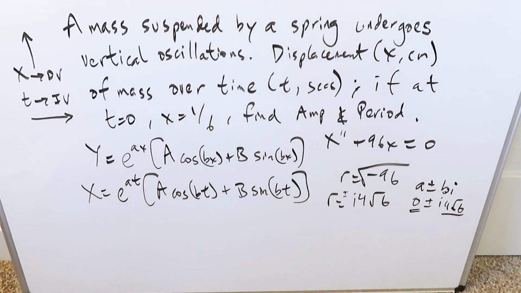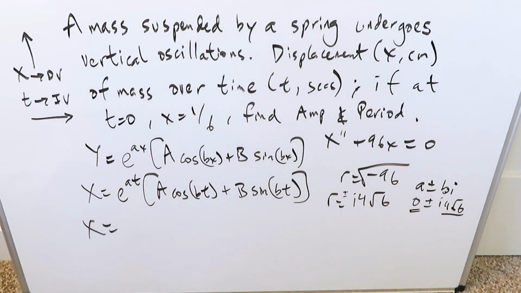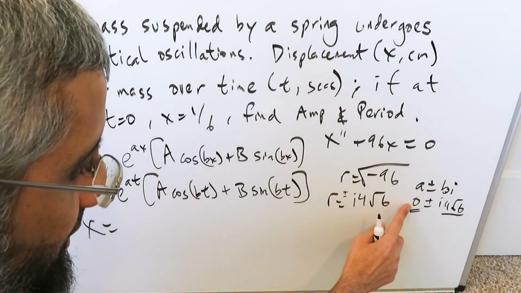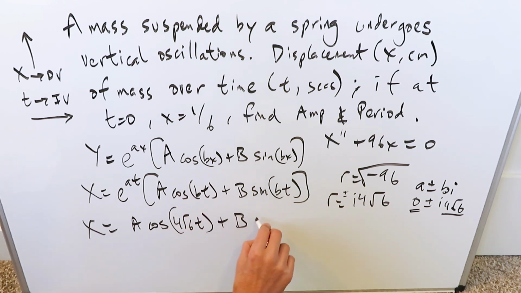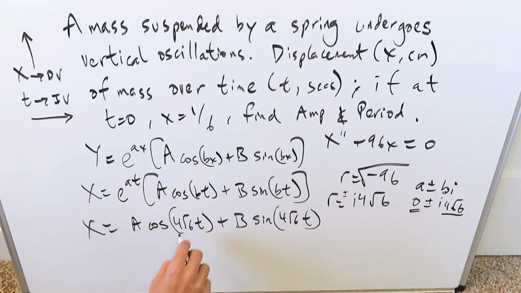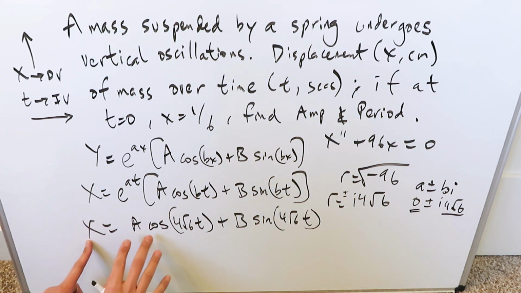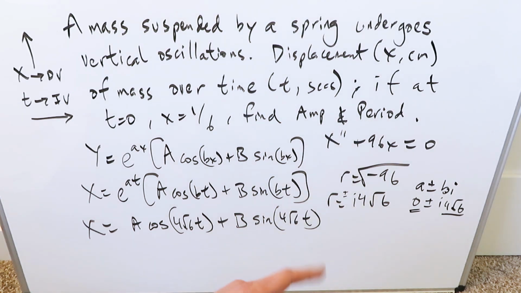If I bring everything into play, what do I have? This right here is my solution of this differential equation, x double prime plus 96x is equal to 0. I know a is 0, I know b is 4 root 6. The i you're not worrying about. e to the power of 0 goes away, it's a 1. Then I have A cosine 4 root 6 t, and the rest is B sine 4 root 6 t. Here is my solution: x is equal to a constant times cosine 4 root 6 t plus another constant times sine 4 root 6 t, and we're good.